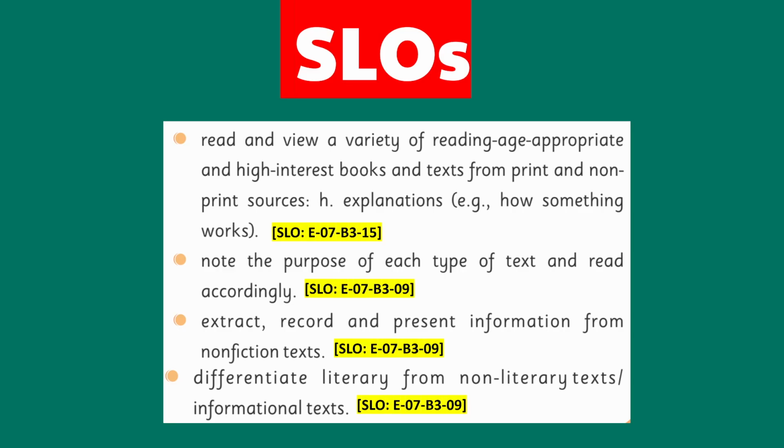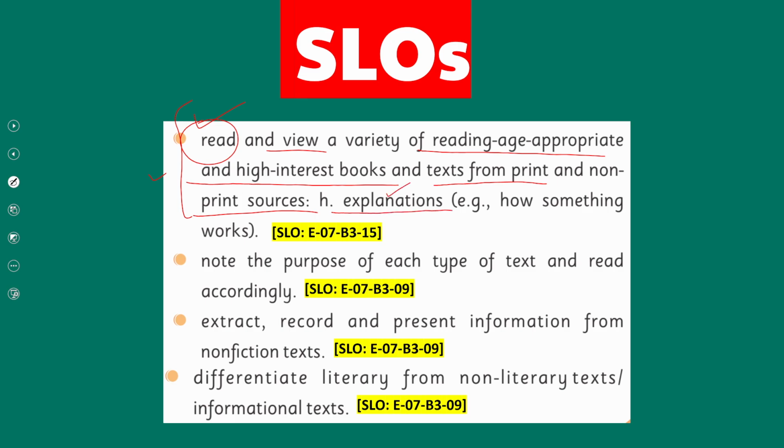So students, since this is all about reading, we have action words and keywords like read and view a variety of reading age appropriate and high interest books and texts from print and non-print sources. This is the generic structure of the learning outcome, and we will talk about texts that are describing things or explanations. For example, how something works.